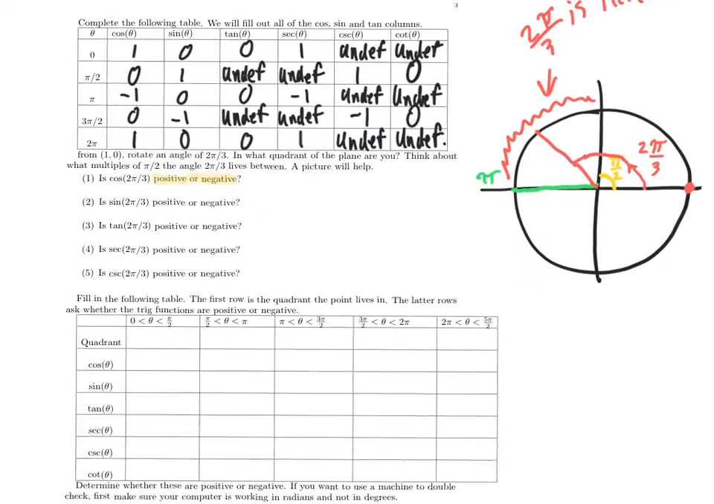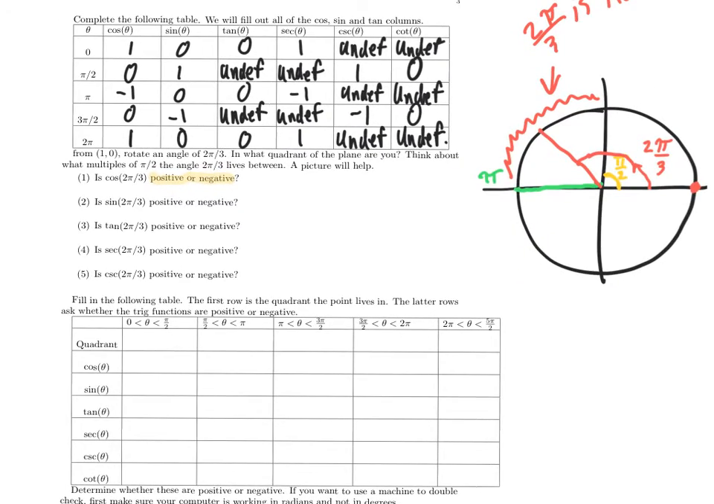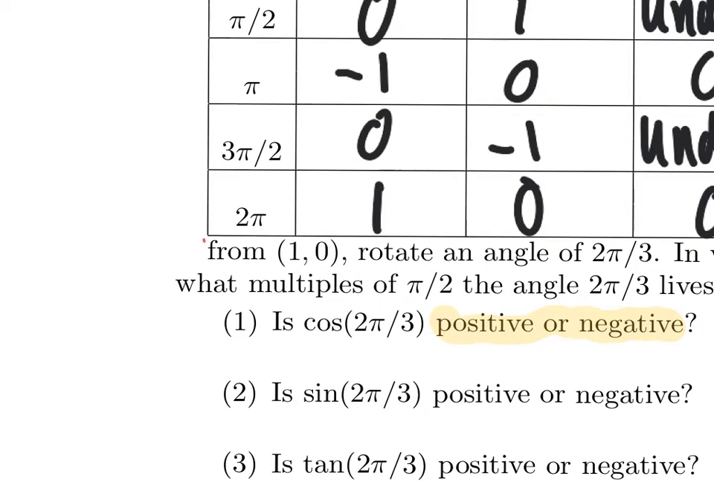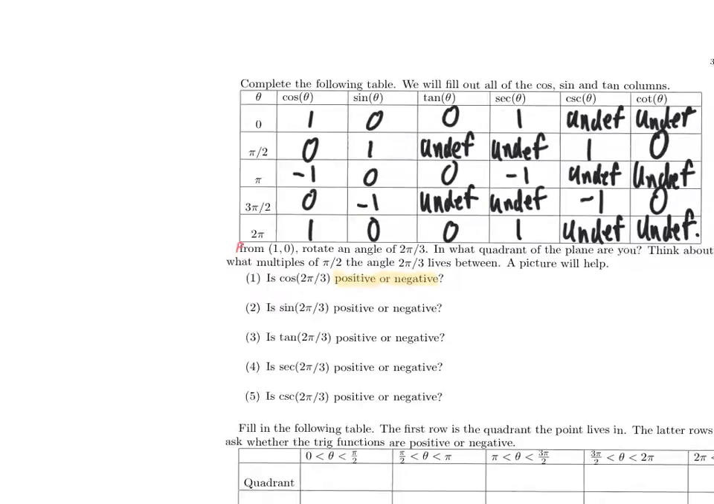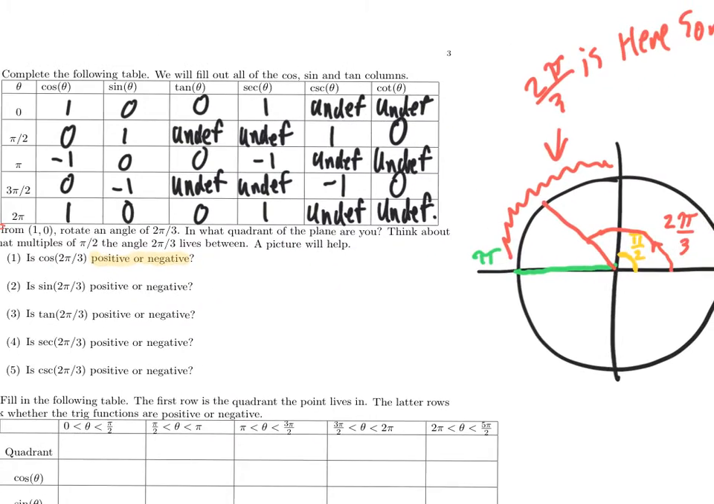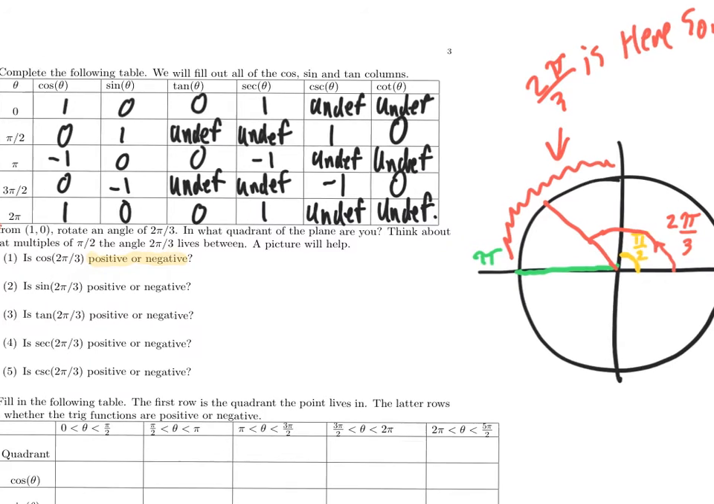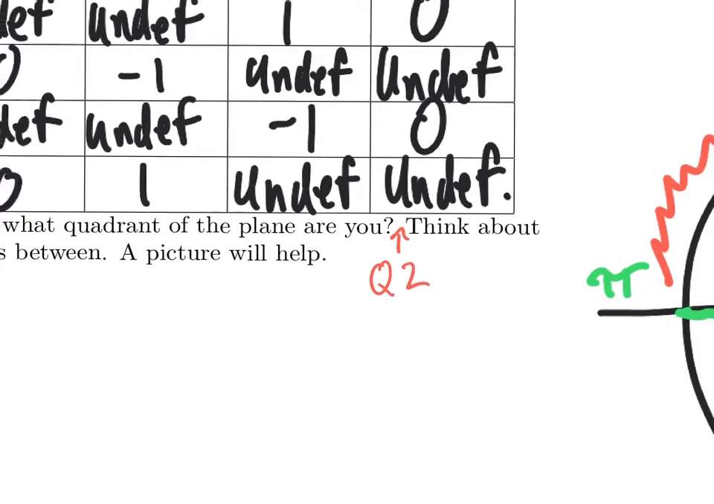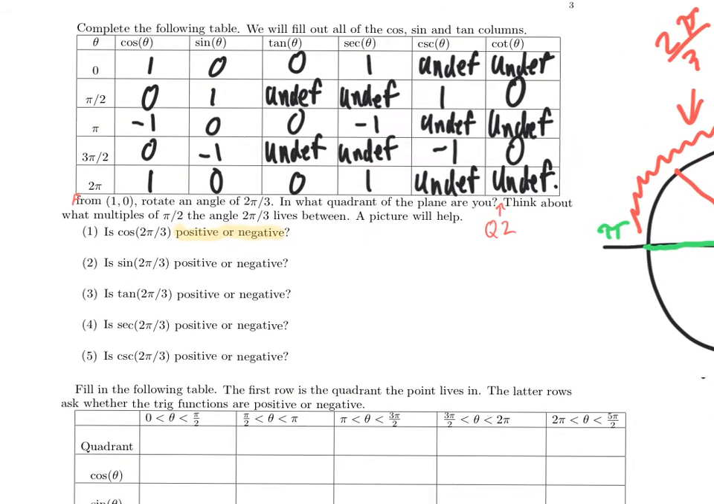All right, so with that out of the way, let's now actually read the question. From the point (1, 0), rotate by an angle of 2 pi over 3, as we just did. What quadrant do we land in? Well, that looks like it's quadrant 2. So now we'll ask ourselves, is our trig function value of 2 pi over 3 positive or negative?